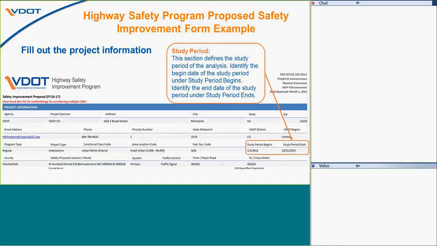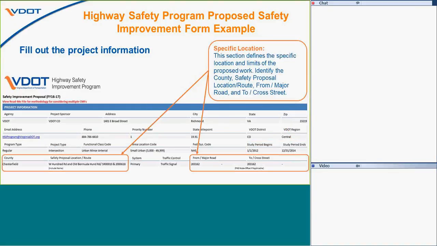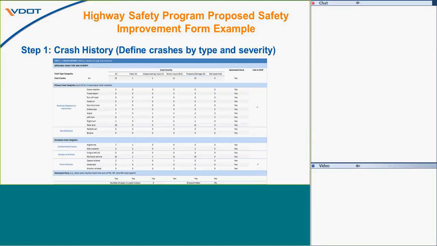The study period defines the study of the analysis for which the application is being submitted, so make sure that is entered and accurate too, with the rest of the information on the form. And then the specific information for the project is entered as well. So getting to the part that is really how the benefit cost ratio is calculated.